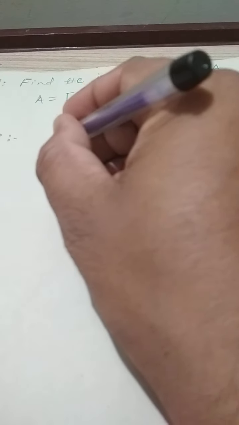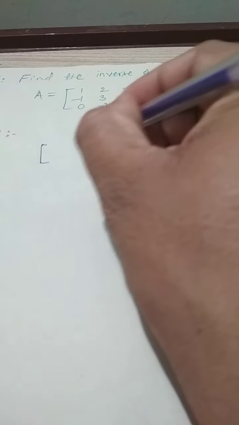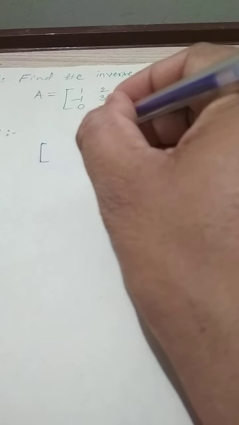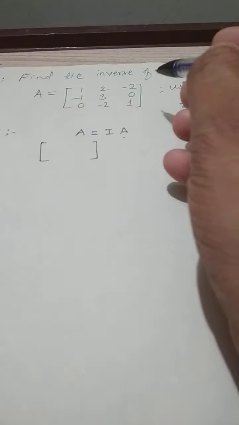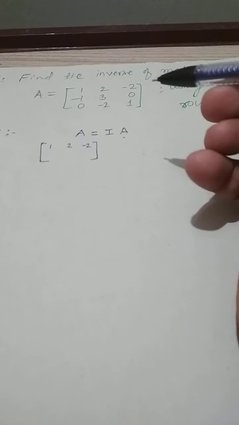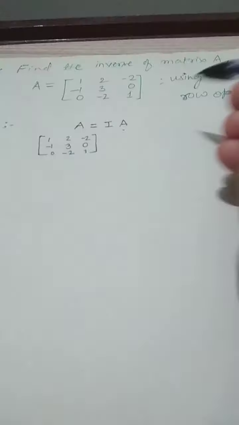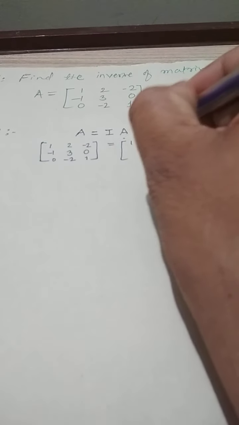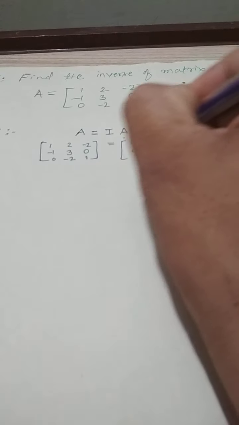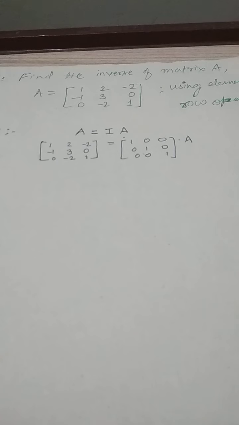So let us write down the values of the matrix entries. A entries are 1, 2, -2; -1, 3, 0; 0, -2, 1. And the identity matrix is 1 0 0, 0 1 0, 0 0 1, and here the A matrix.